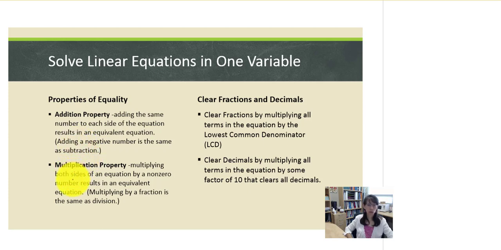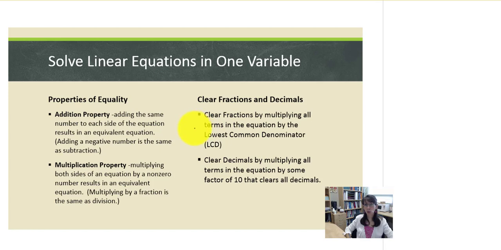Multiplication property means we're going to multiply both sides of the equation by exactly the same amount, and that will result in equivalent equations. Multiplying by a fraction is the same as dividing. So if you multiply by 1/2, that's the same as dividing each side by 2. So no matter if you're adding, subtracting, multiplying, or dividing, whatever operation you are doing, make sure that you're doing exactly the same operation to both sides of the equation.